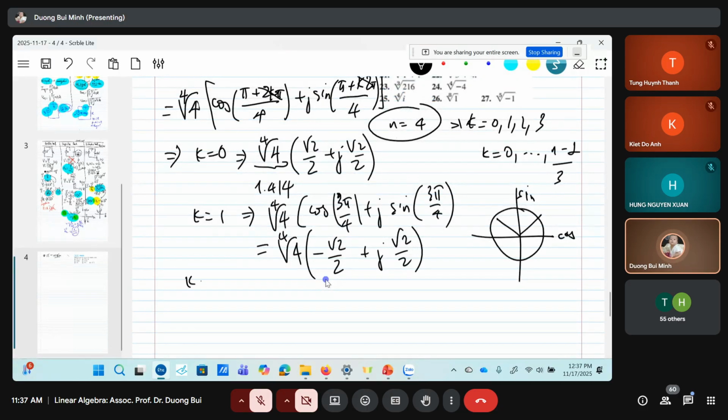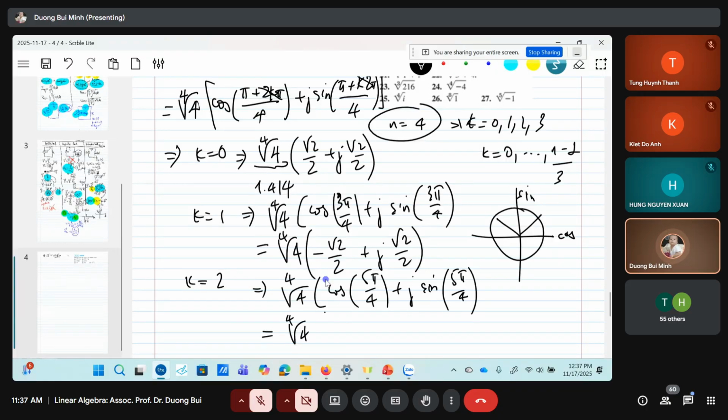Okay, so if k is 2, you get the fourth root of 4. So you get the cosine 5 pi over 4 plus j sine 5 pi over 4. 5 pi over 4 will be here. So you get minus root of 2 over 2 minus j root of 2 over 2. Okay. Do you agree with me? Any questions?